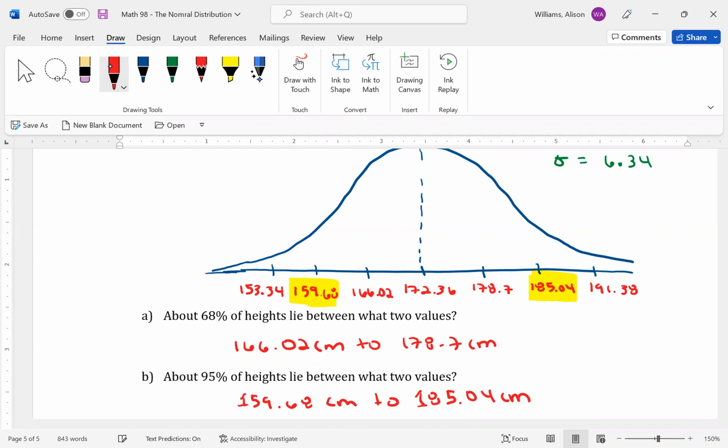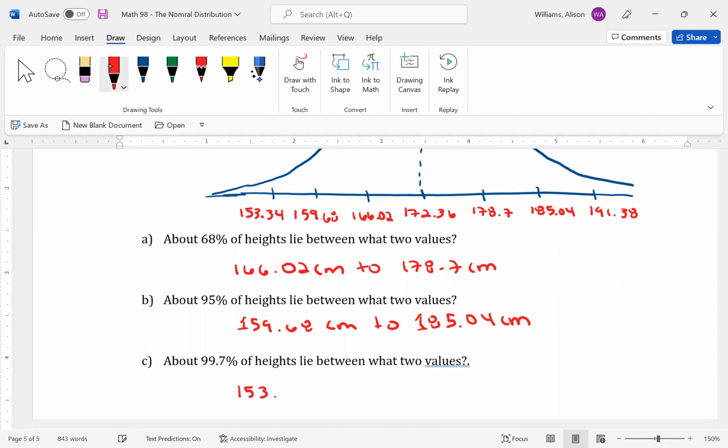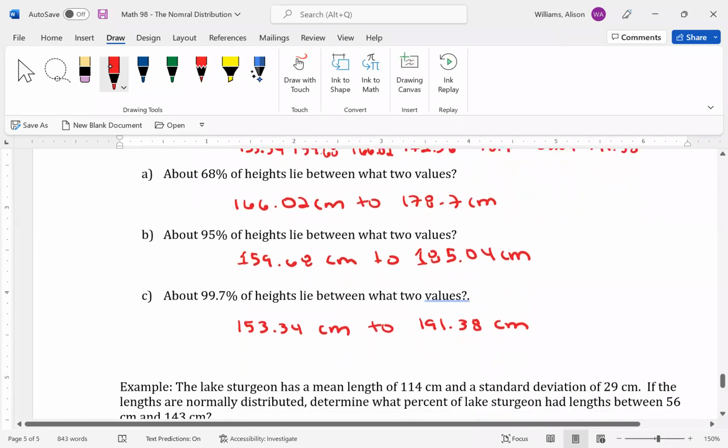All right. And then the last one would be 3 standard deviations away from the mean according to the empirical rule. So it'd be the last 2 values, 153.34 centimeters to 191.38 centimeters. So 99.7% of all males 15 to 18 years old in Chile were between 153.34 centimeters and 191.38. So anybody outside of there was probably very rare. And that's what the normal distribution tells us. It helps us to see when information might be very rare. And we call that rare information outliers.